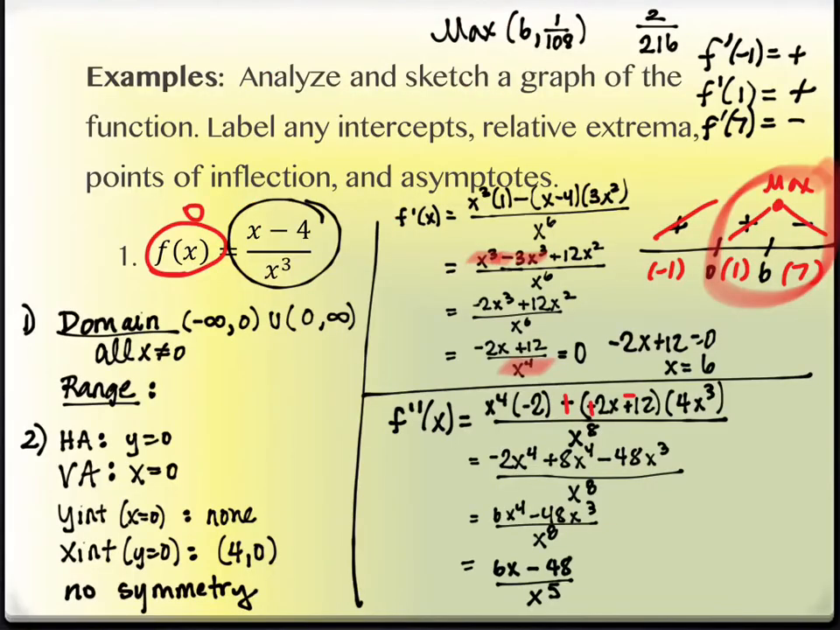Last piece of information would be our point of inflection and concavities. So over here, again, I set it equal to 0, and I've got it equal to does not exist, but I know that that's at x equals 0. So where will this numerator equal 0? At 8. Yeah? Now it's going to be hard for us to draw that into our graph very well, but this is happening at x equal 8.